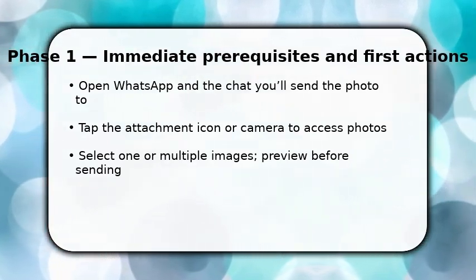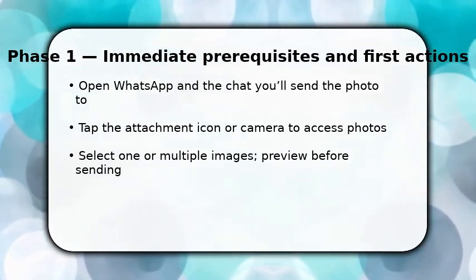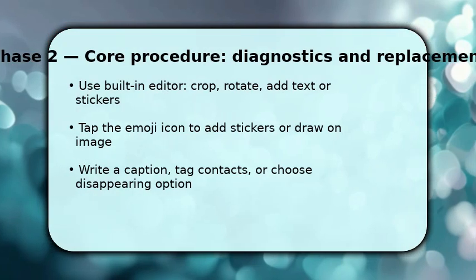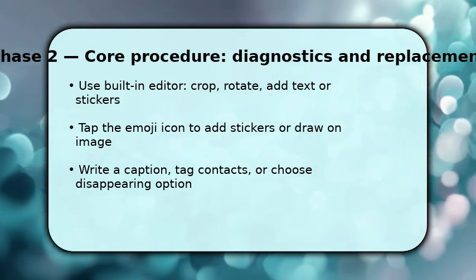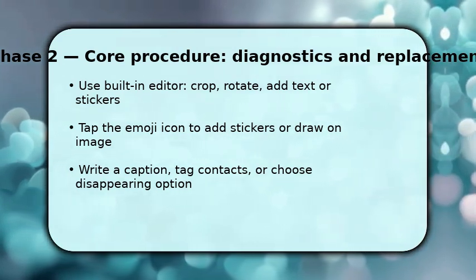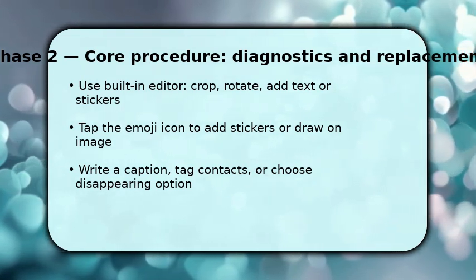Make sure the image is the right orientation and crop or edit now if needed, because sending preserves what you see in the preview. Once selected, use the WhatsApp editor to crop, rotate, or apply quick adjustments. This keeps your workflow inside the app. You can add text, stickers, or draw. These edits are lightweight and send faster than re-exporting from another app.